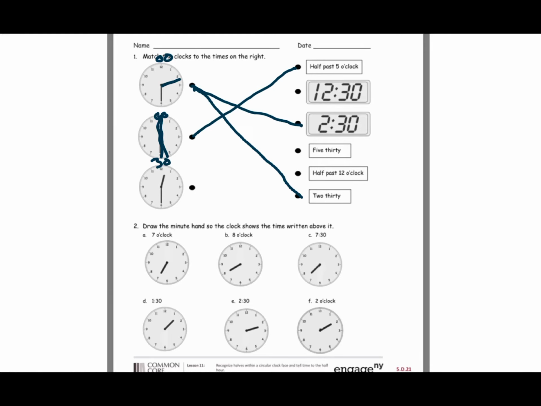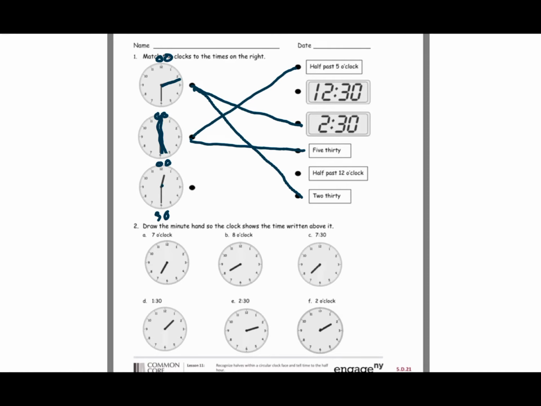Anywhere else where we see 5:30? That's 12:30. In words, this one says 5:30. Okay. And the last clock. Let me erase this again to make room. This is 0, 0. And this is 30 at the bottom.